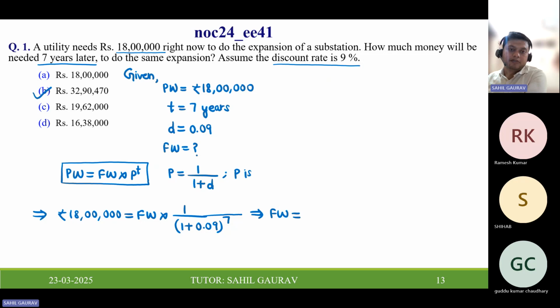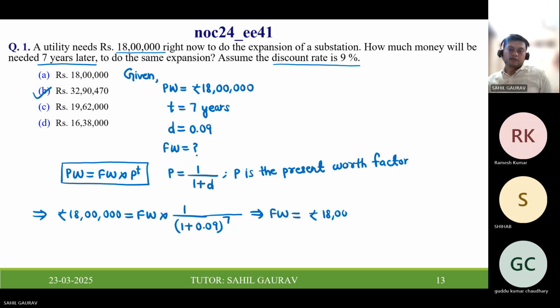So P is the present worth factor. In the problem also they give you the present worth factor, and from the present worth factor you will find the discount rate. So 18 lakh into 1.09 to the power 7 will give you 32 lakh 90,470. So B is the correct answer.